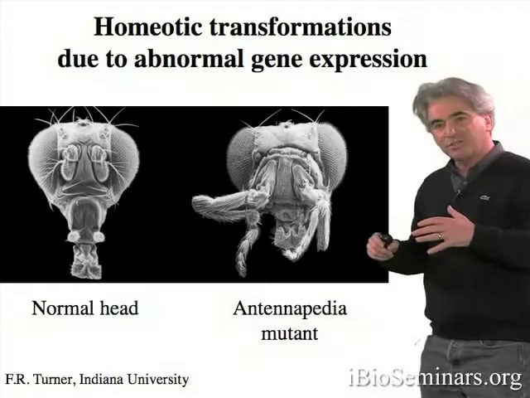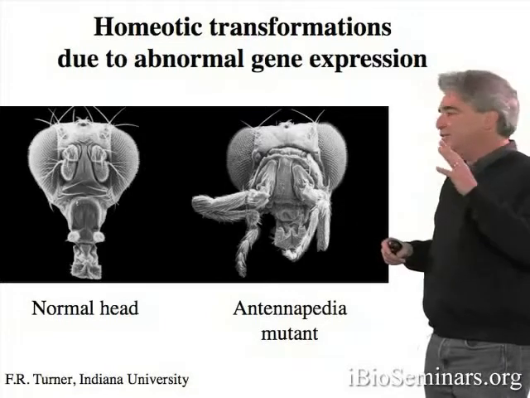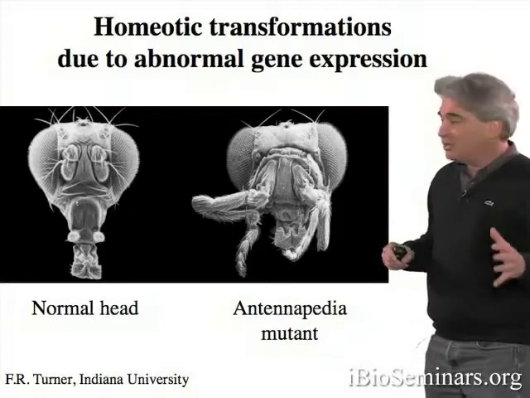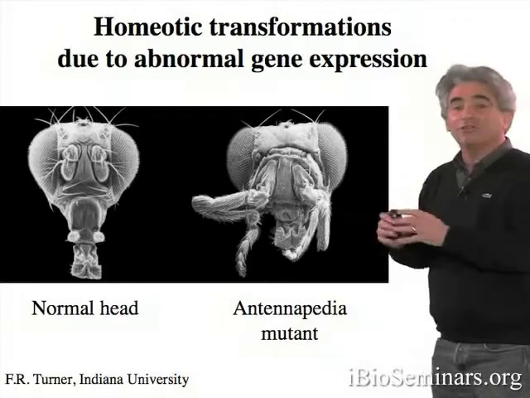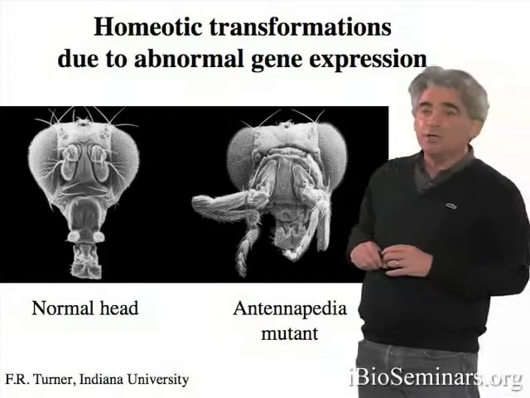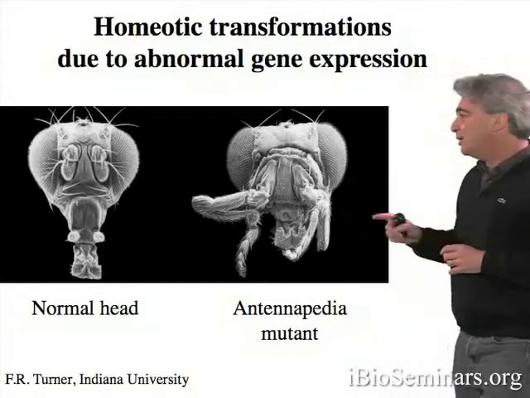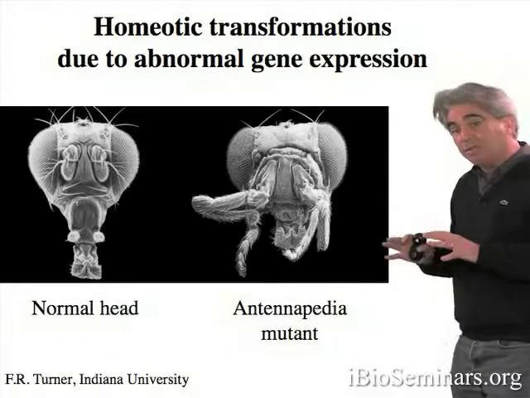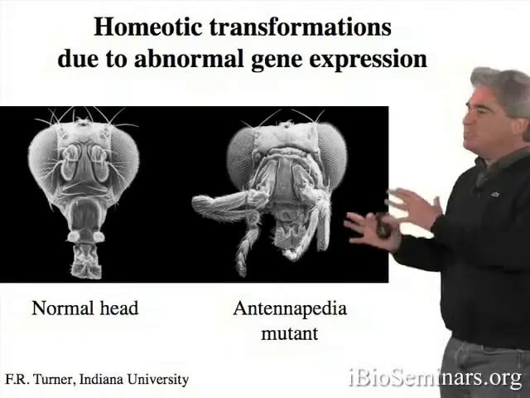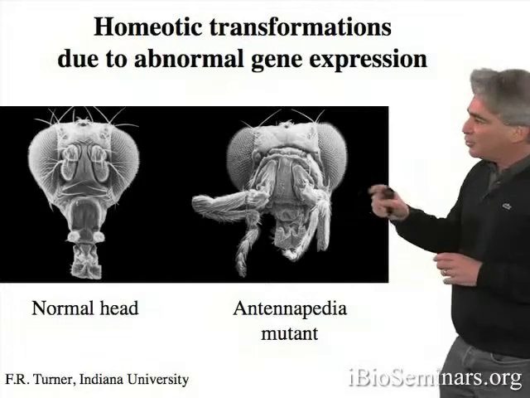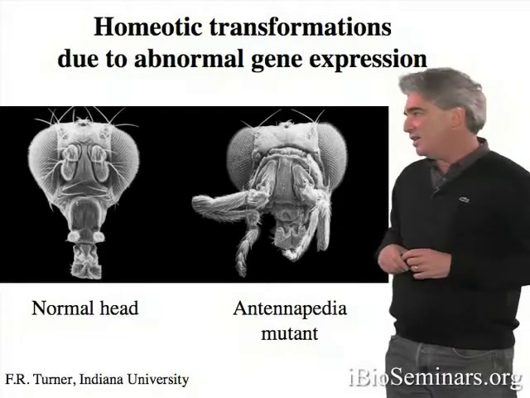And this results from the misexpression of the Antennapedia gene in the wrong tissues. Normally, Antennapedia is active in the middle thoracic regions of the developing embryo, where it controls the development of middle legs. But in this Antennapedia mutant, the normal Antennapedia transcription unit is misexpressed in head tissues, and this causes a transformation of antennae into legs.